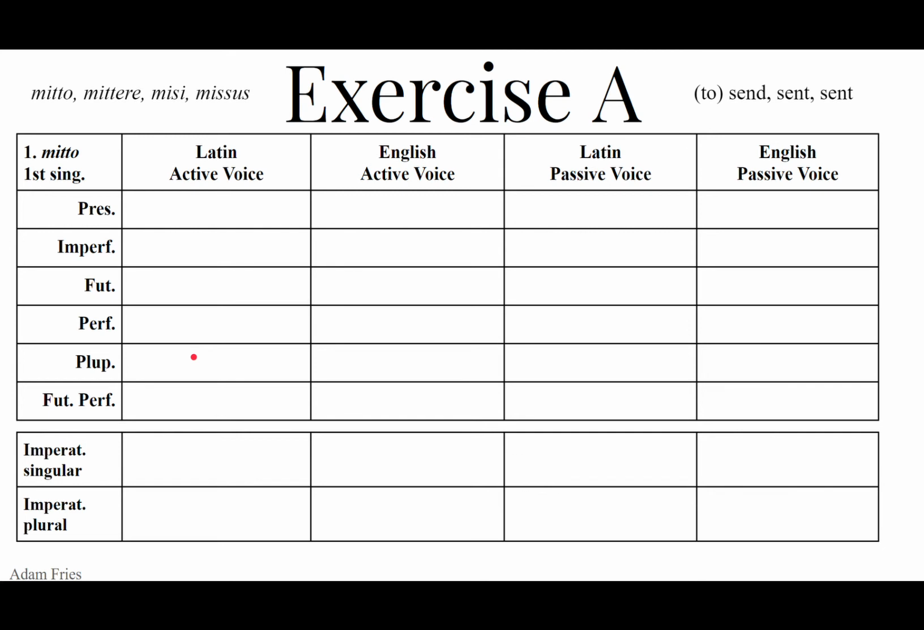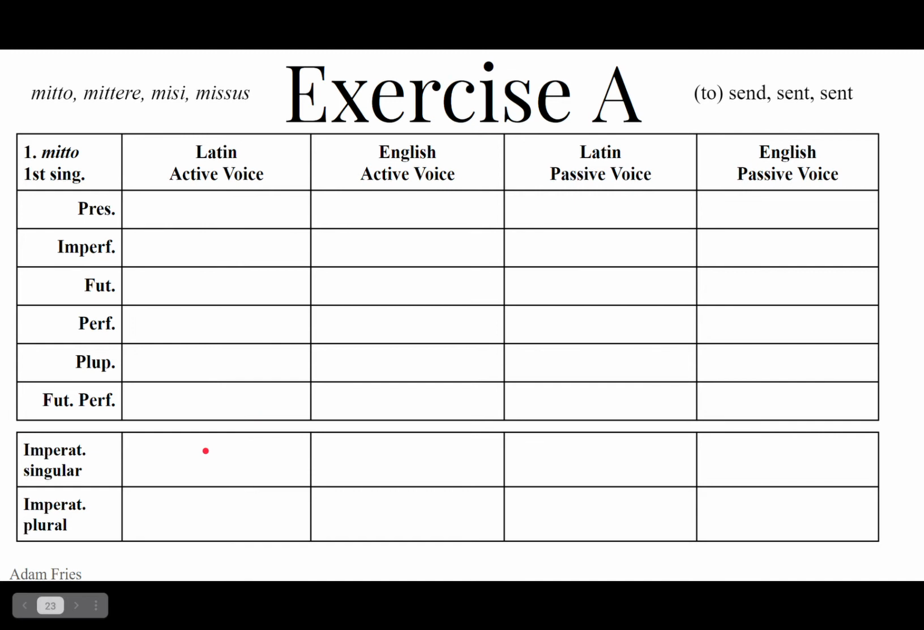The pluperfect active, miseram, with one S, because the perfect stem has one S, mis. Miseram, I had sent. The passive, missus, with the double S, missus eram, I had been sent. Future perfect active, misero, I will have sent. The future perfect passive, missus ero, I will have been sent.